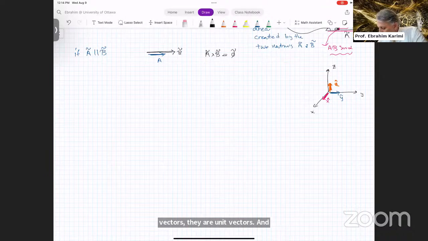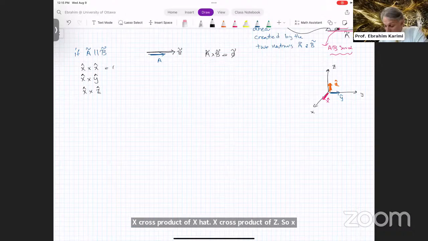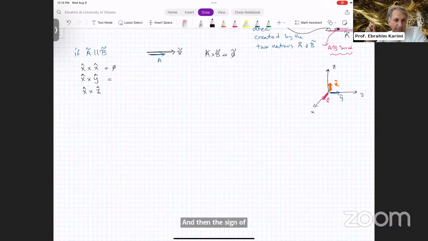And then let's choose what is going on with X hat cross product of Y hat, X hat cross product of X hat, X hat cross product of Z hat. So X hat cross product of X hat is 0, as we described, because the two are parallel to each other. X hat cross product of Y hat will be the magnitude of X hat, which is 1, the magnitude of Y hat, which is 1, and then the sine of the angle between X and Y, which is 90 degrees, that will be again 1.